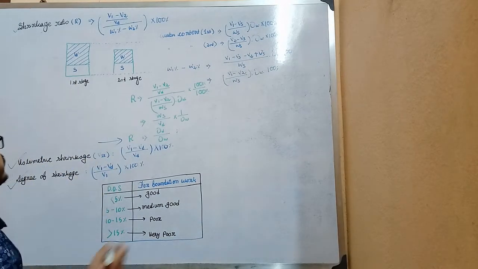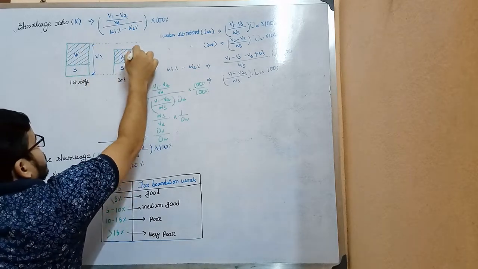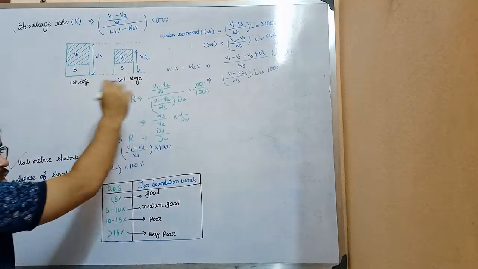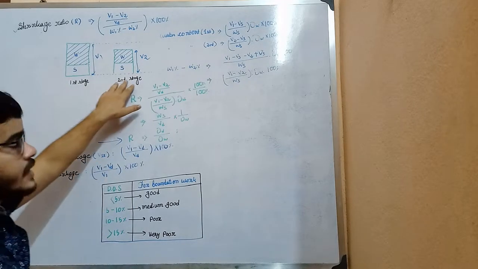Okay, so this is V1 and this is V2. This is not a shrinkage stage. I am repeating again, this is not a shrinkage stage. Okay, first stage and second stage.